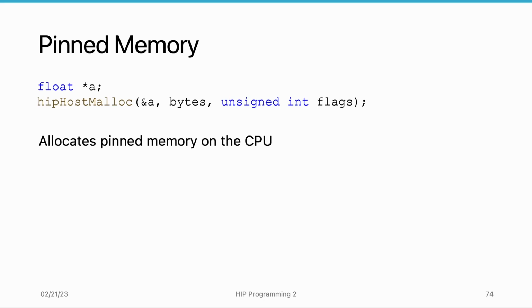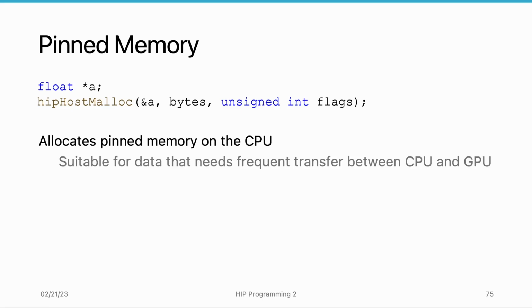Heap host malloc is a function in the heap API that allocates pinned memory on the host. This function takes three arguments. The first argument takes a pointer to the location where the allocated memory will be stored. The second argument takes the size of the memory to be allocated. And the third argument is an optional flag that specifies the type of allocation to be made. And it is suitable for data that needs frequent transfer between CPU and GPU.